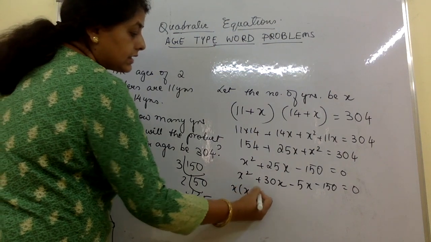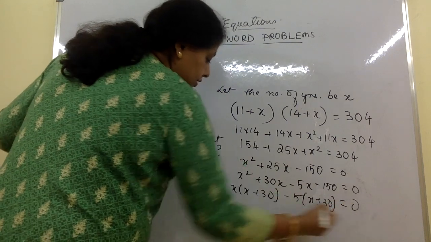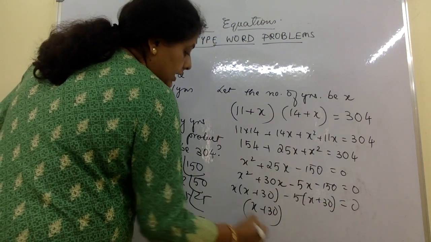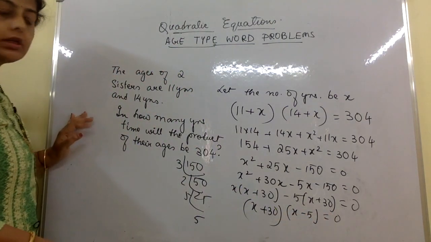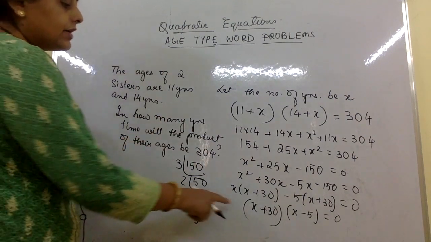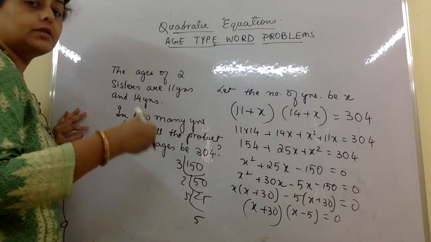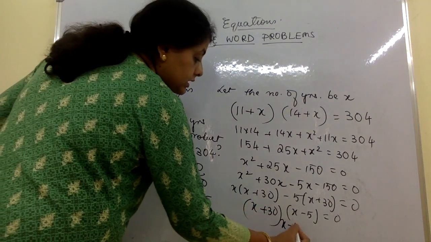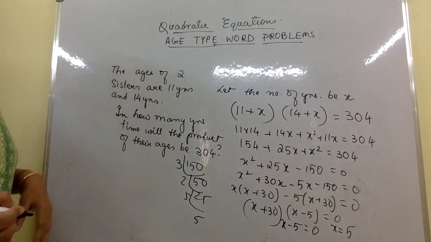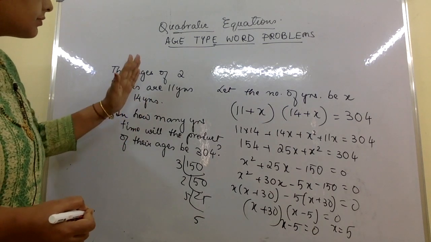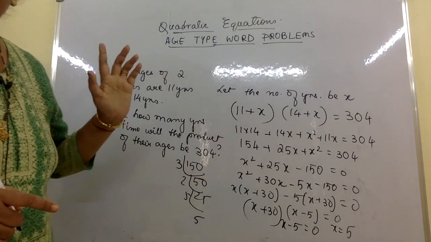So x plus 30, minus 5, x plus 30, which is equal to 0. x plus 30 and x minus 5 is equal to 0. So my quadratic equation is complete. If I take this factor, I will be getting a negative x, which I don't want because this is the number of years. So I will take only this factor, which is x is equal to 5. So the number of years after which the product of the ages of these two sisters will become 304 is after 5 years.